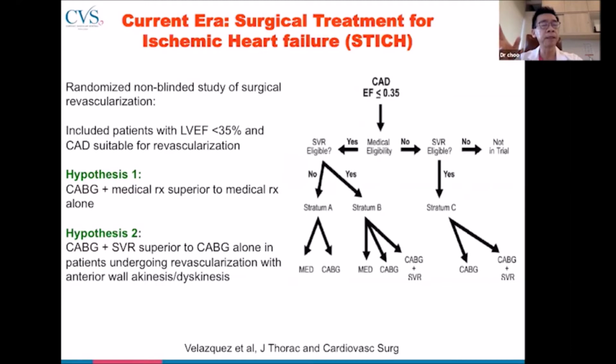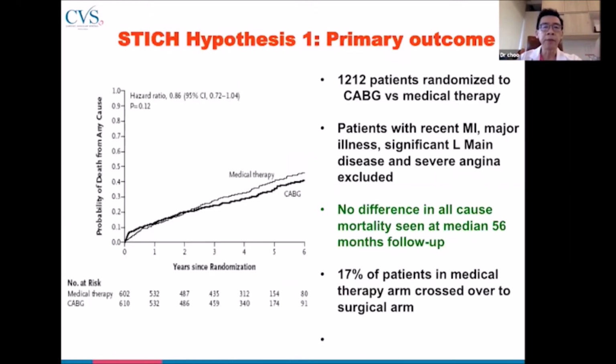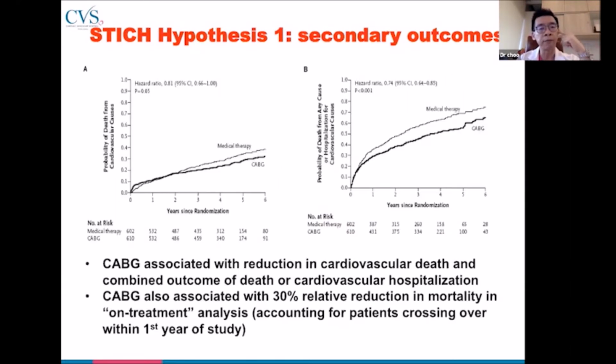The STICH trial randomized patients with low EF below 35%, comparing bypass surgery against medical therapy. The question is which one is going to be better. The primary outcome, all-cause mortality, shows a trend towards benefit with CABG, but it's not statistically significant. But there was a lot of crossover in this trial: up to 70% in the medical arm actually went on to have bypass surgery. If you look at secondary outcomes like cardiovascular death or hospitalization, there's definite benefit with CABG surgery.